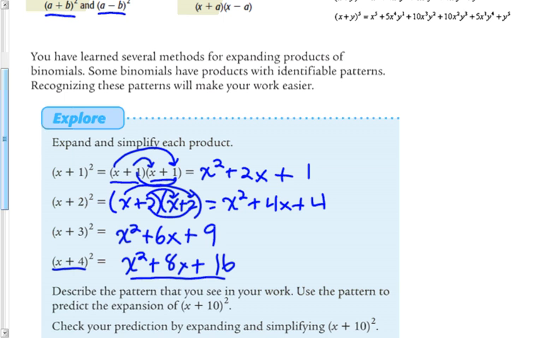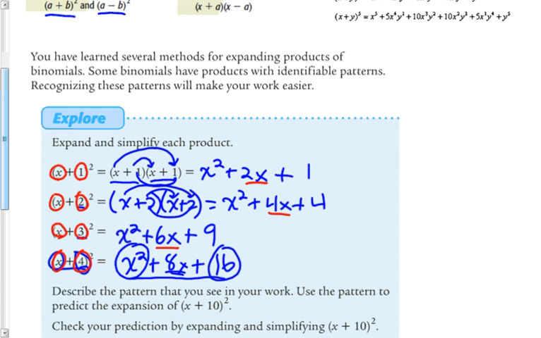Well, I hope you noticed that this number here is this number squared. This number here is this number squared. And this number here is twice this number. Actually, it's 8x, so 8x is twice 4 times x. So if you take 3 times x times 2, you get 6x. 2 times x times 2, you get 4x. 1 times x times 2 gives you 2x. So I think we can generalize that.